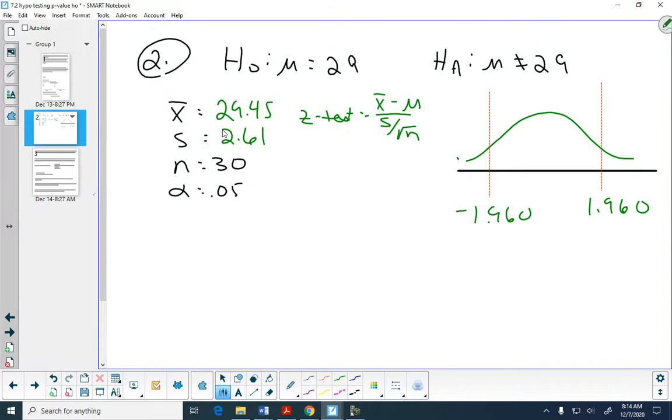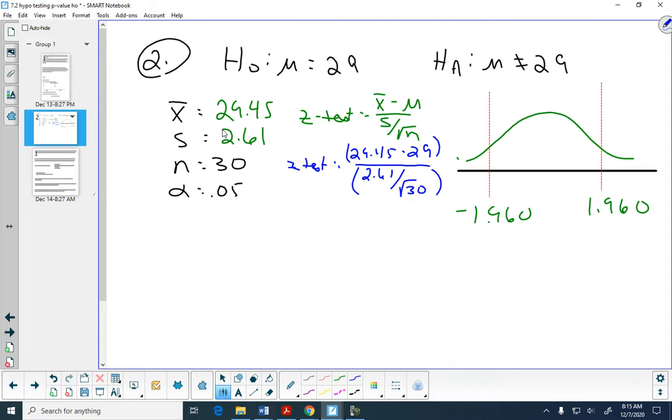Now, most of these problems will give you these actual values. This one did not give you the values, so I want to make sure we go through this so everybody is in tune to using your calculator. So we can substitute our values in now. Our x bar is 29.45. Our mean is 29, our accepted value. Our standard deviation is 2.61, and then we have the square root of 30.